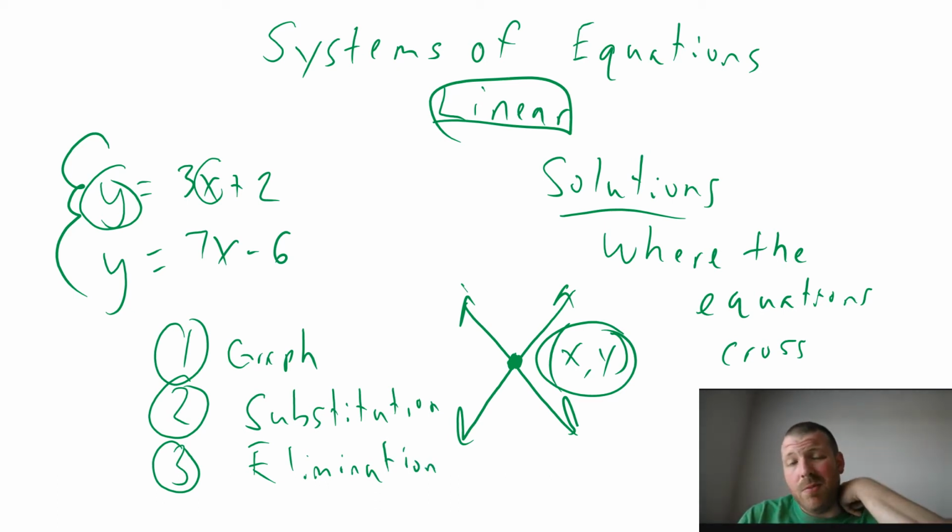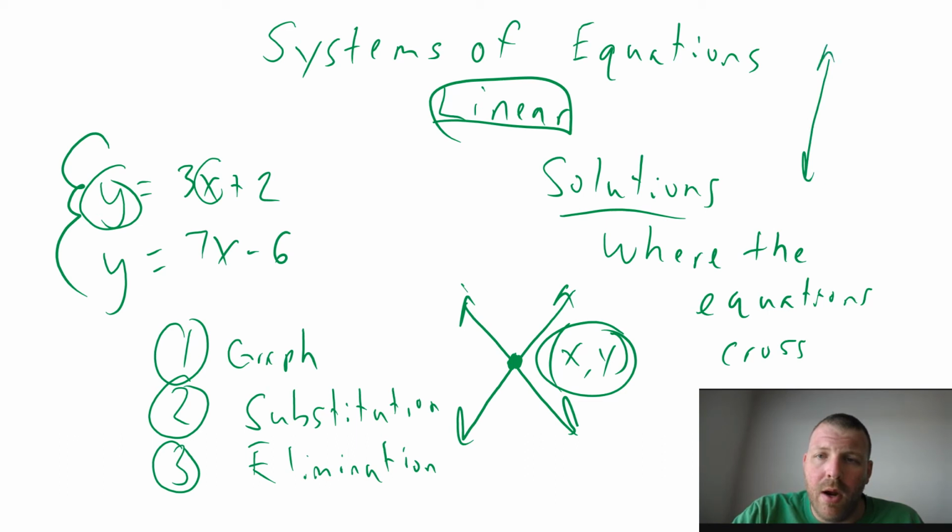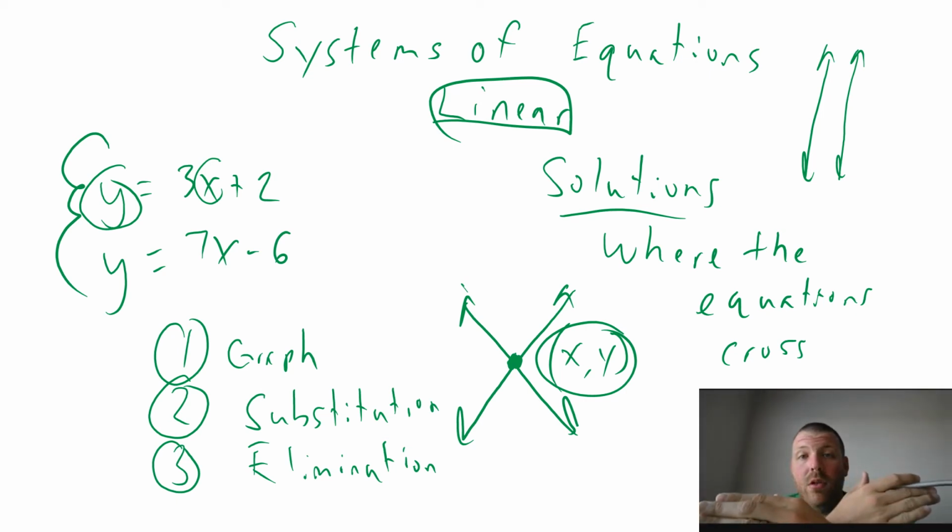Now sometimes systems don't have solutions. So if you think about it, when would two lines not have a solution or where they would intersect? Well, that would be when they're parallel, right? So if I have two lines that are parallel, well, that means they're never going to cross, right? And so if they're never going to cross, they cannot have a solution.